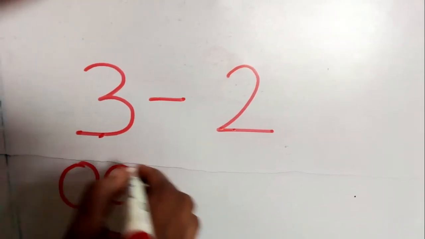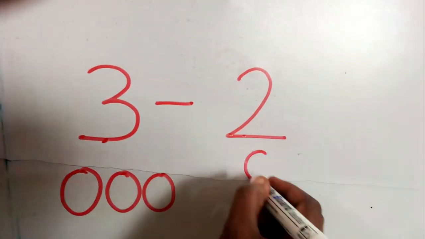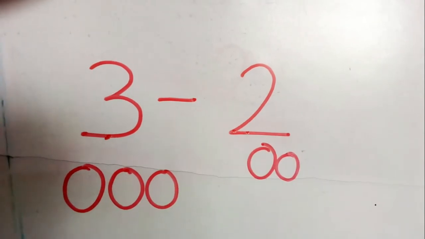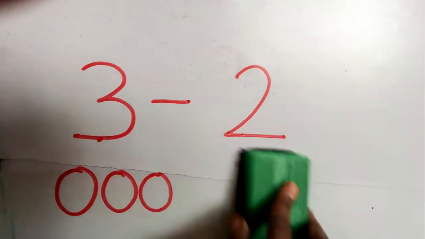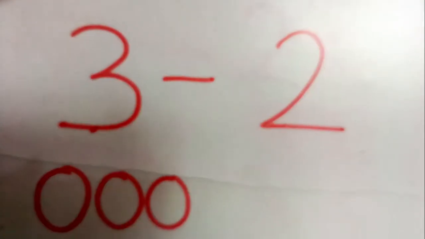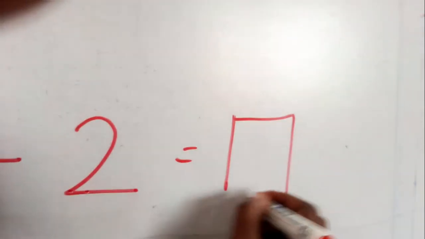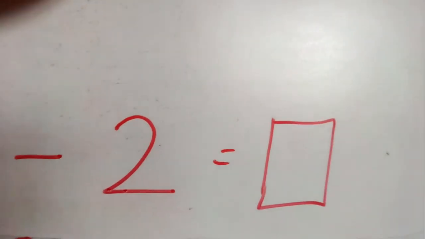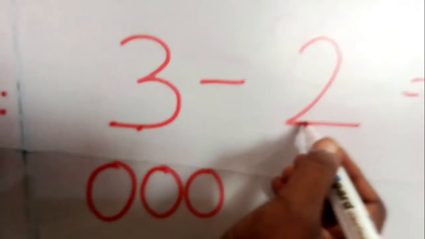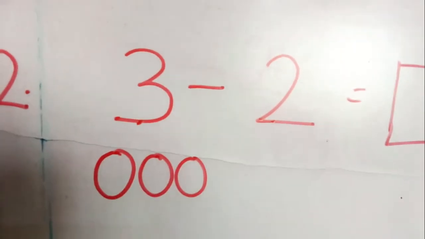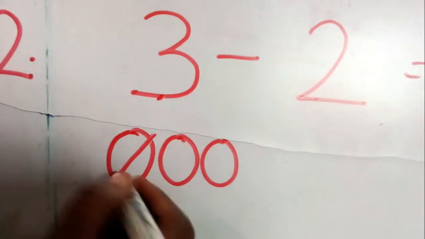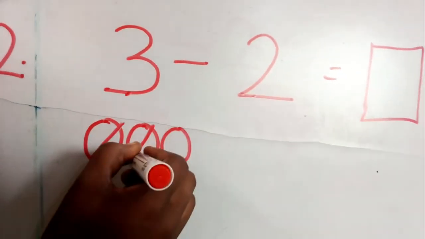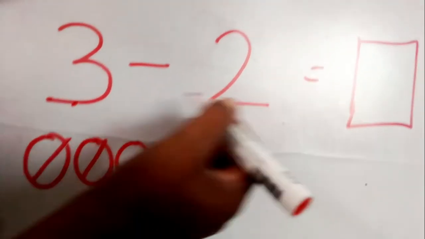1, 2, 3. I won't make counters for number 2. I won't put 2 counters because I am not adding together. I am subtracting. I am taking away. I am removing. So I put my box because I am going to put my answer in the box. Now I'm going to cancel my number 2 from number 3. So I go 1, 2. When you get to 2, you stop, because I'm taking away 2.